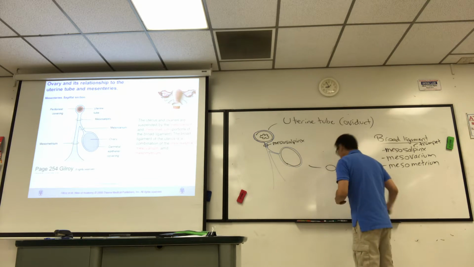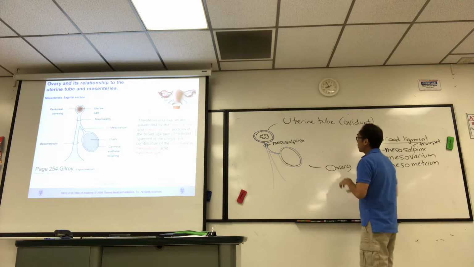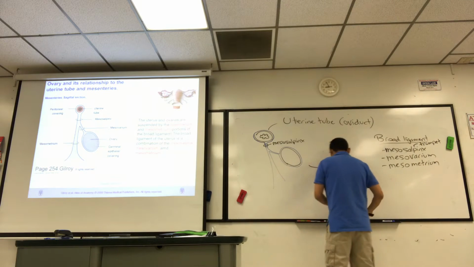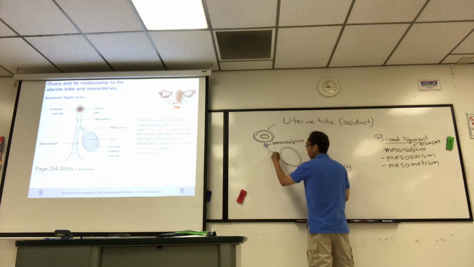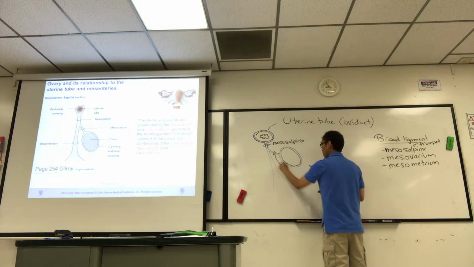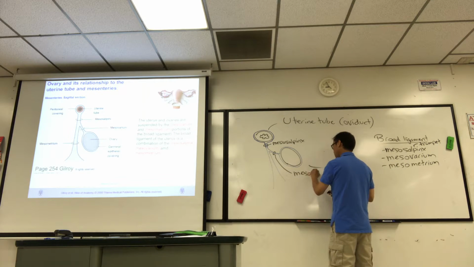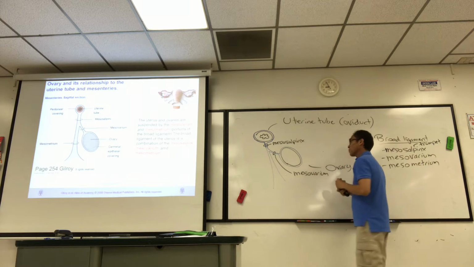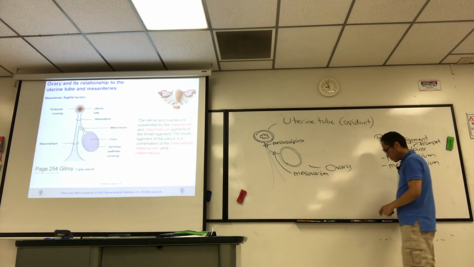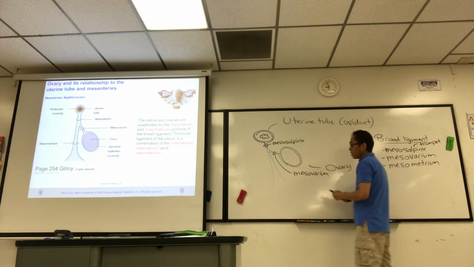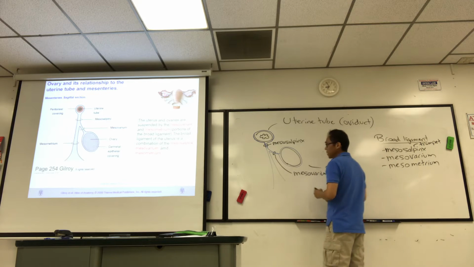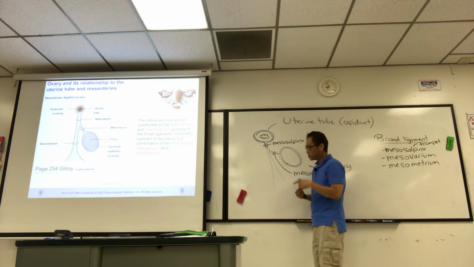So the part right below the uterine tube is the mesosalpinx. The part right above the ovary, this part here, call that mesovarium. And the rest of the broad ligament from there on down is called the mesometrium. It supports the uterus, which you can't even draw here.